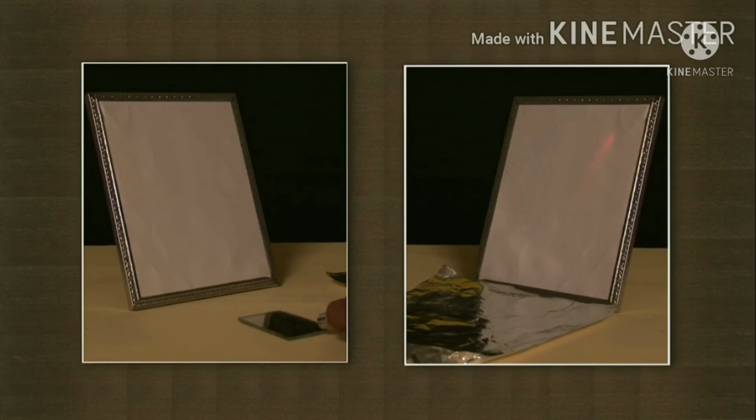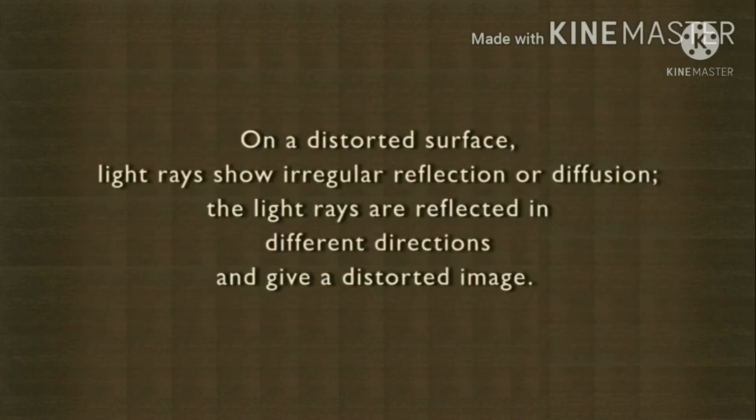The reason for this is that the mirror is perfectly flat, with all points of the mirror surface lying on the same plane. But the aluminum surface is distorted. On a distorted surface, the light rays show irregular reflection or diffusion, and the light rays are reflected in different directions and give a distorted image. Rough, unpolished surfaces give such reflections. Smooth, polished surfaces give a proper reflection as the reflected rays are parallel to one another.